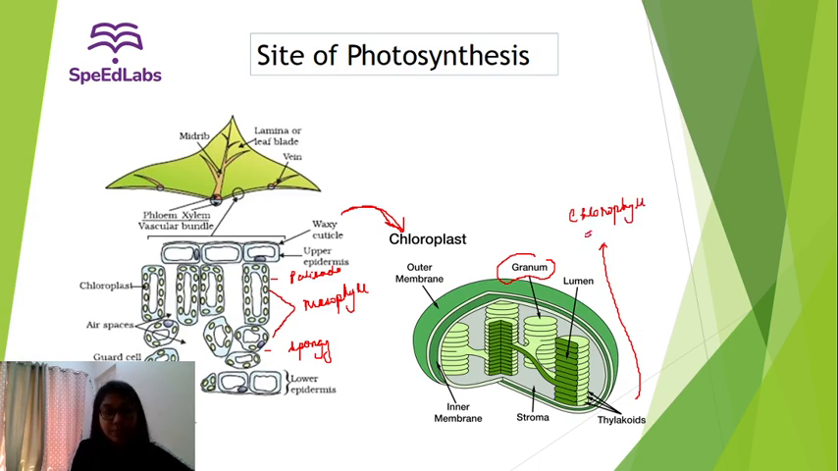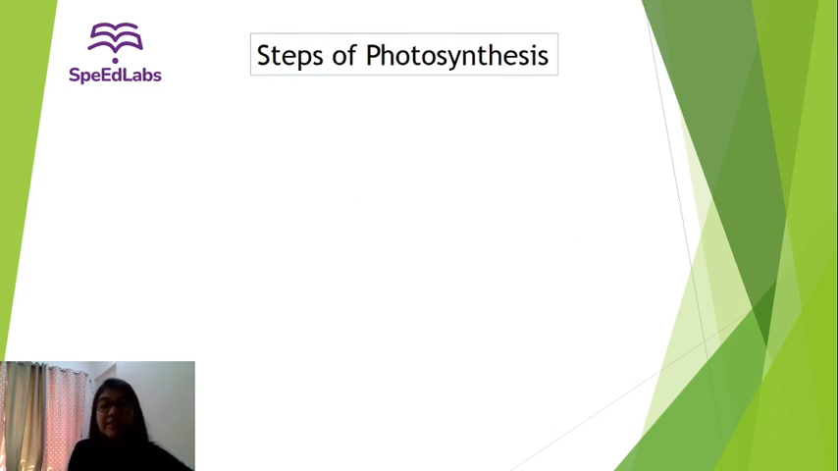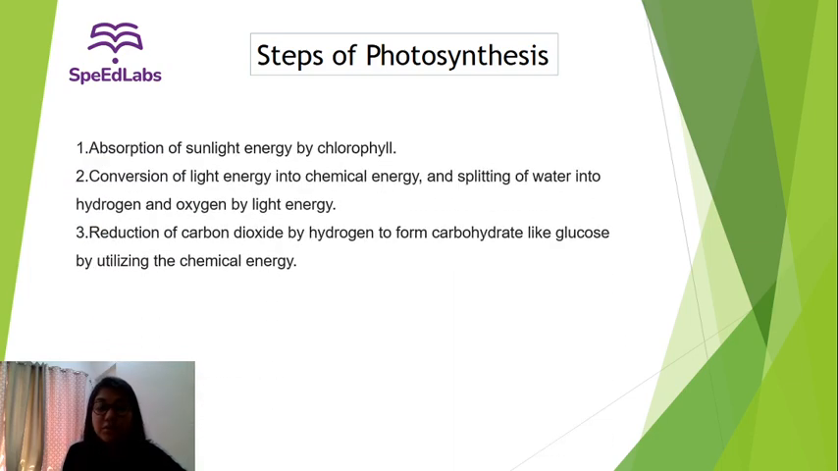It traps the sunlight. So the site of photosynthesis is very important. It happens in the leaves, in the mesophyll cells, and inside the mesophyll cells there is chloroplast present which has the chlorophyll pigment. So the actual cell organelle where photosynthesis occurs is the chloroplast. Remember everything. Now next are the steps of photosynthesis, a very important part.